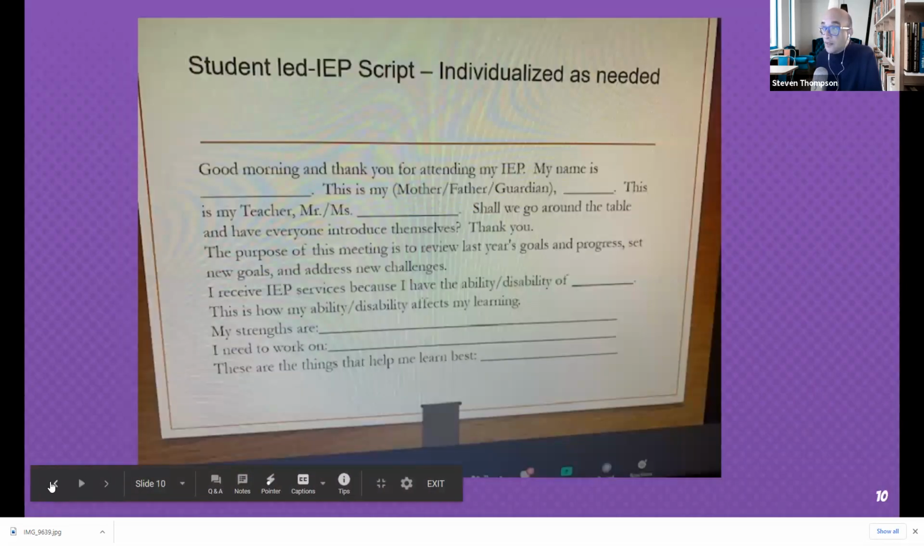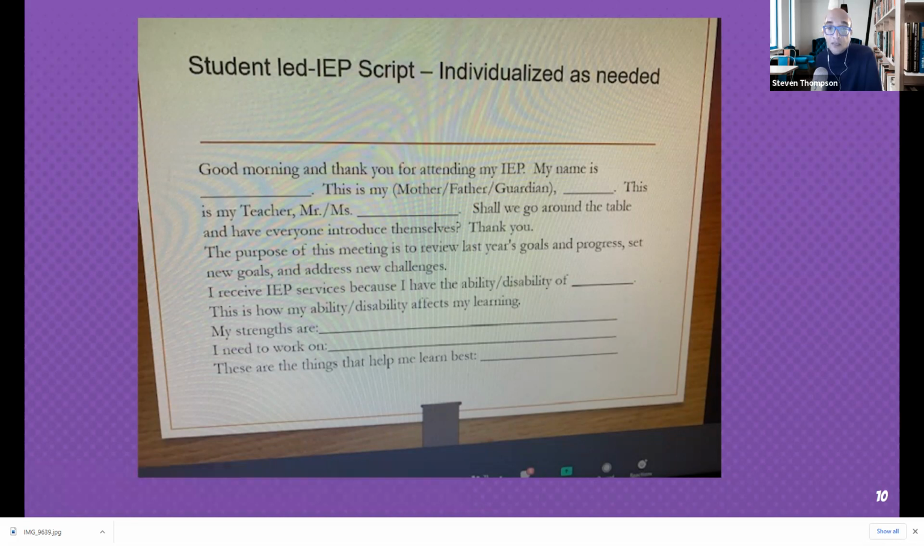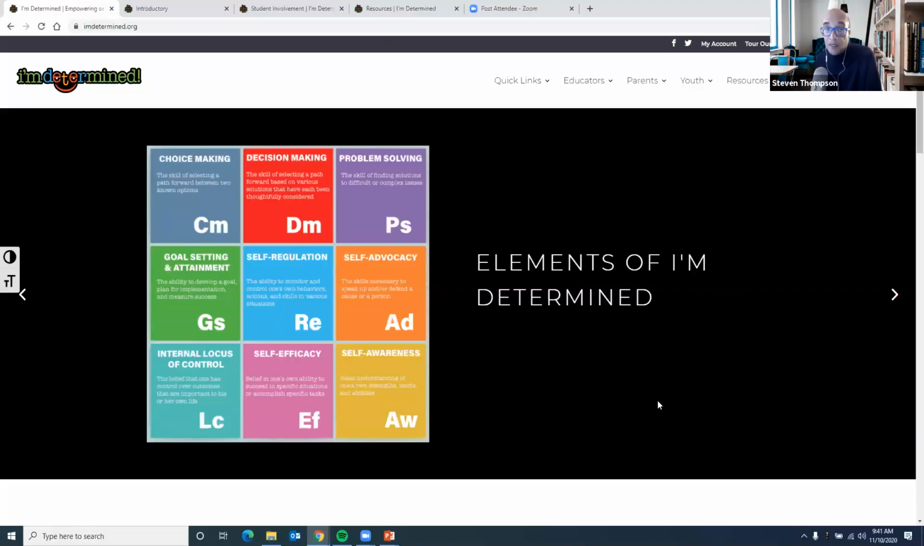So this is a script that you can use for actually a student-led IEP. And this is something that you can take a look at when you're in your PLC meeting. But I also want to show you another tool that you can use. And I want to switch over here on my screen sharing. I'm going to go to my other screen, and we're going to take a look at a website. And this website is called I'm Determined. I would highly recommend everybody to go to this website. It is a great website full of resources on students, self-advocacy, self-determination, taking charge of their own learning.